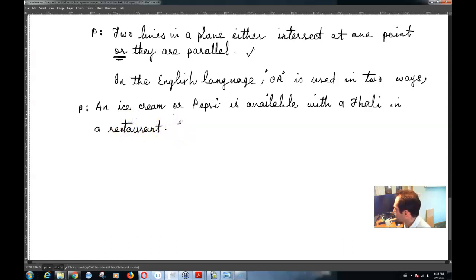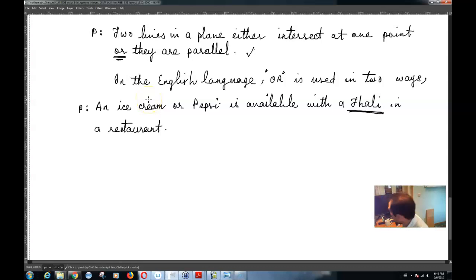So what this means is that the person who does not want ice cream can have a Pepsi. A person who does not want a Pepsi can have ice cream. But it's not like the person can have both of them. The meal that you order is a thali, right? And with the meal, as a dessert or as a drink or whatever you want to call it, you get either ice cream or Pepsi, but not both of them.